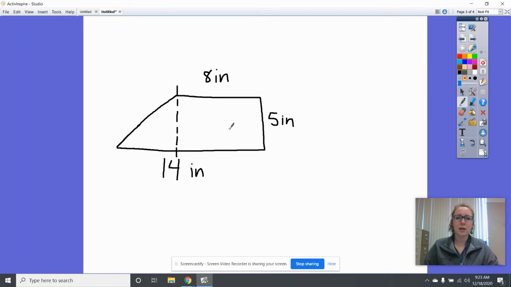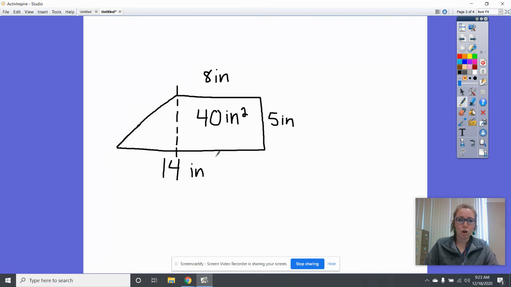The formula for area of a rectangle is just length times width. So we just multiply the two numbers together. So 8 times 5, so I should say 8 inches times 5 inches. And that's going to equal 40 inches squared because area is always in units squared. Now that was the easy part. It gets a little bit trickier over here.